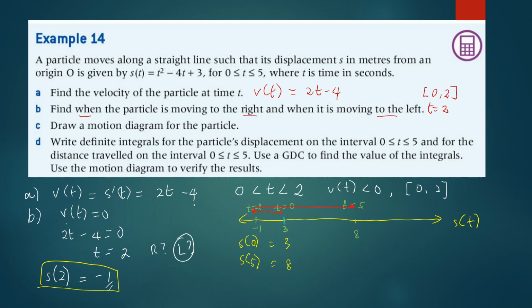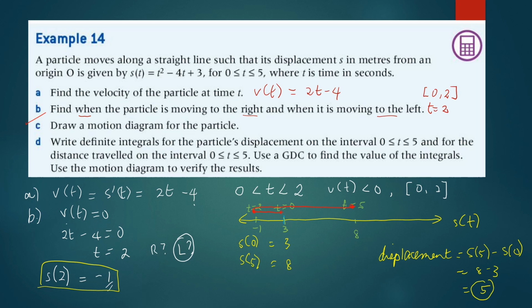So we're done with letter C. If we'll be asked what is the displacement, it's simply S of 5 minus S of 0. So that's 8 minus 3. That's equal to 5. Remember, it's 5.